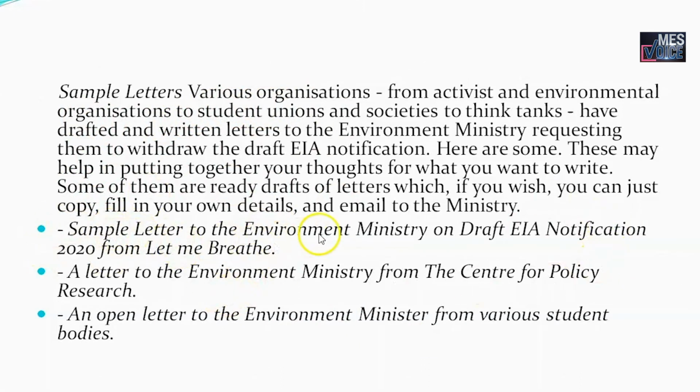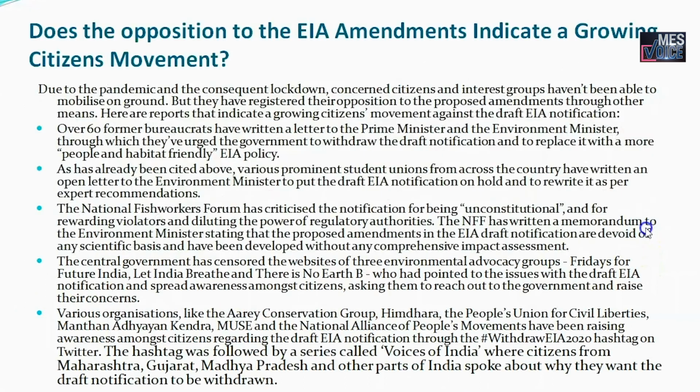We have sample letters to the Environment Ministry on the draft EIA notification, then to the Centre for Policy Research, then by the student bodies, and these are the different citizen movements against the EIA draft 2020. Over 60 former bureaucrats, then student unions, national fish workers, then advocacy groups, and so on.